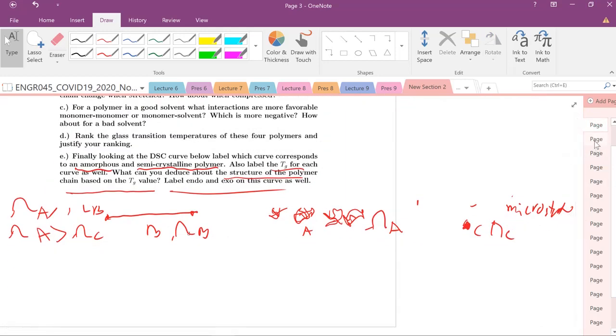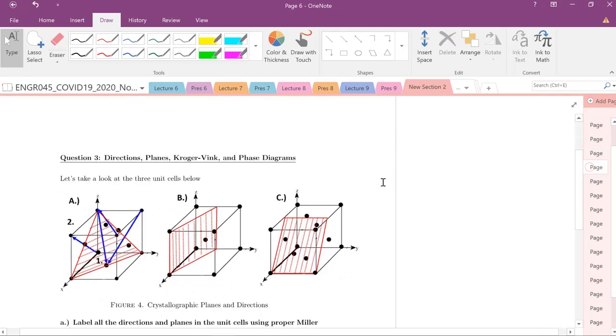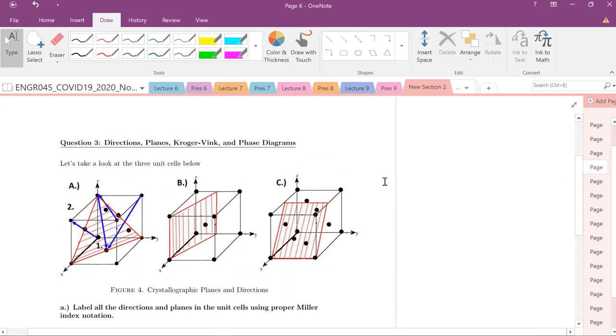So for polymers, that's the basics that you'll be asked. Next time, we're going to go all the way back to lecture 1, and we're going to try to figure out what these directions are, what these planes are, and all of our good old questions.